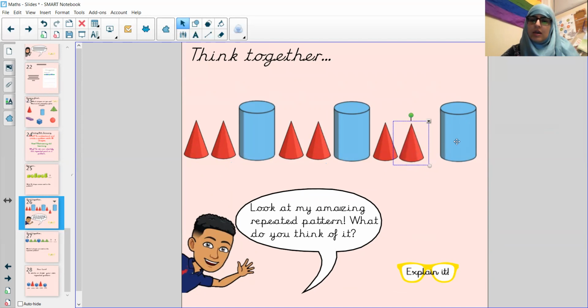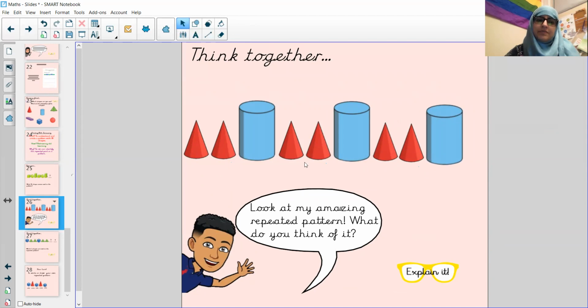So let's start at the beginning of our pattern and let's see if it's repeated. So 2 cones, 1 cylinder. Join in with me. 2 cones, 1 cylinder, 2 cones and 1 cylinder. Perfecto. Now we've helped Mr. Rogers with his repeated pattern.